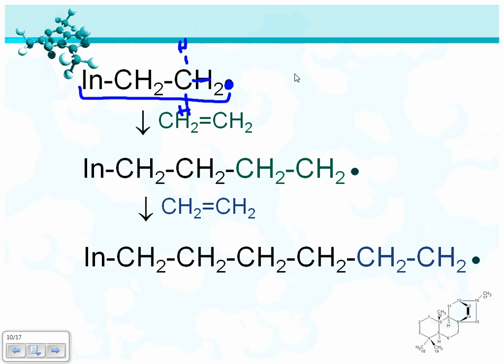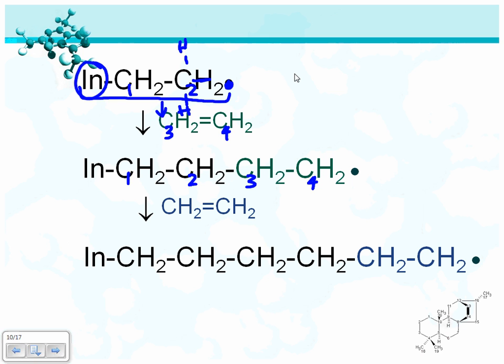It's got 2 H's on it, but it's missing one. So it's going to come in and basically attack this carbon right here and make another bond. So now you've got your indicator at the end, and you've got 1, 2, 3, 4 carbons now in the chain. 1, 2, 3, and 4.